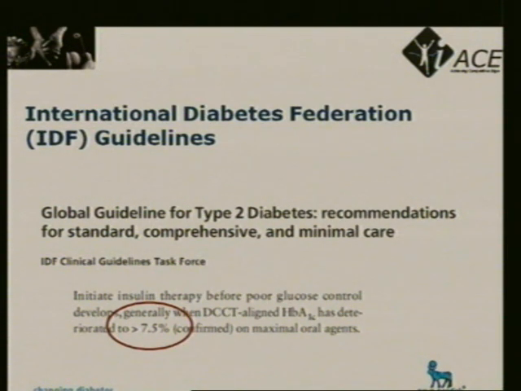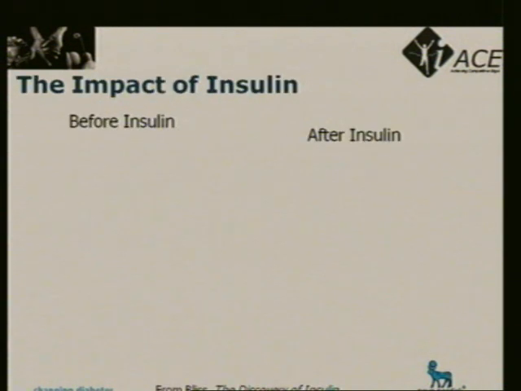The International Diabetes Federation guidelines on the use of insulin in the management of type 2 diabetes, I shall just read out a brief comment from that report. It is said: initiate insulin therapy before poor glucose control develops, generally when DCCT-aligned HbA1c has deteriorated to greater than 7.5% on maximum oral agents. So it's an early role that insulin has to play in the treatment of type 2 diabetes.